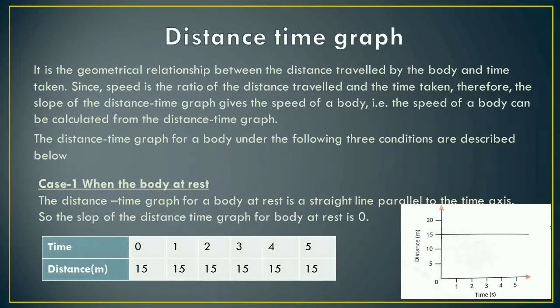Okay, therefore the distance time graph for a body at rest is a straight line parallel to the x-axis, that means the time axis. Okay, so the slope of any line parallel to the x-axis is 0. So the slope of the distance time graph for a body at rest is 0. That means if there is no slope, the speed will be 0 when the body is at rest.